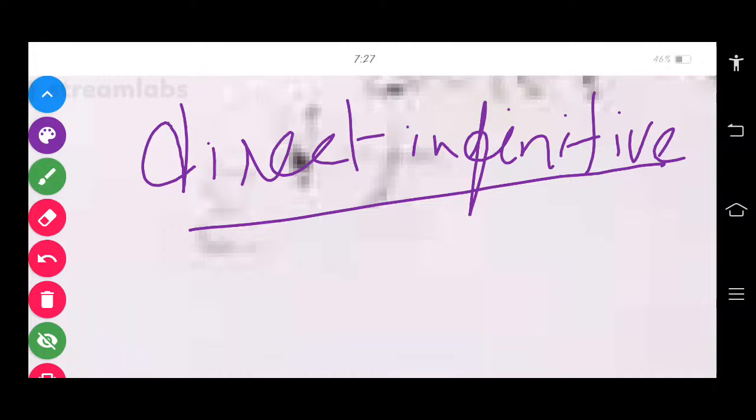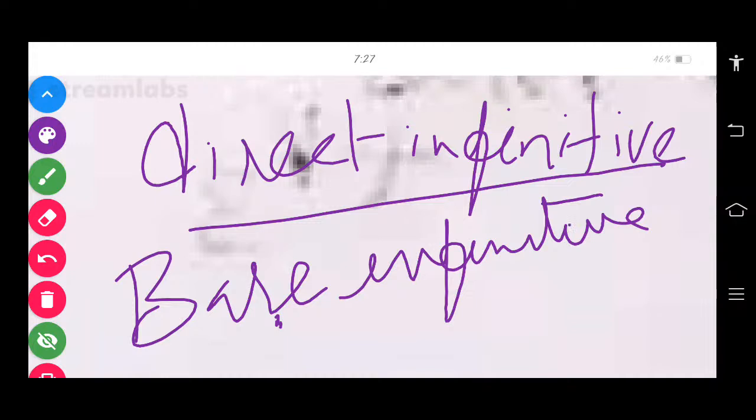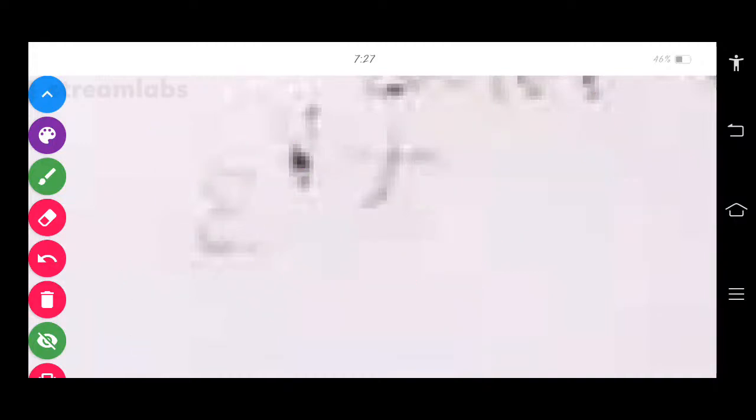Direct infinitive means certain verbs are generally followed by a non-finite verb, which must be a direct infinitive. Direct infinitive can also be called a bare infinitive. Both bare infinitive and direct infinitive are equal. Very good. You will understand this well if I give an example.